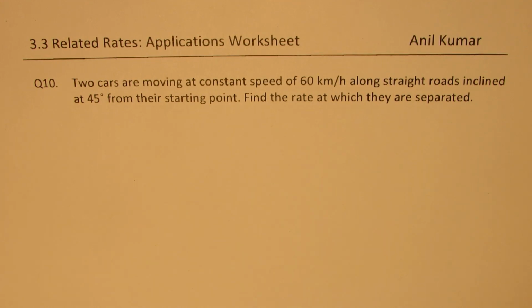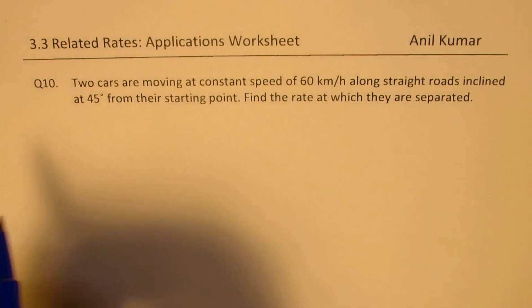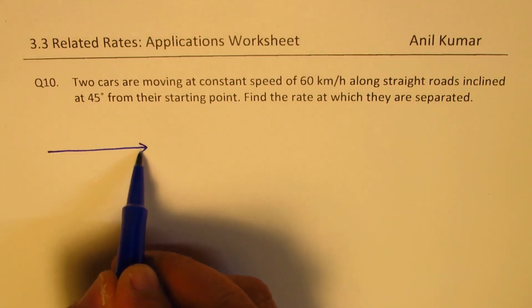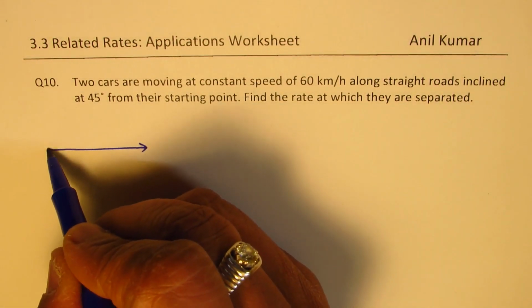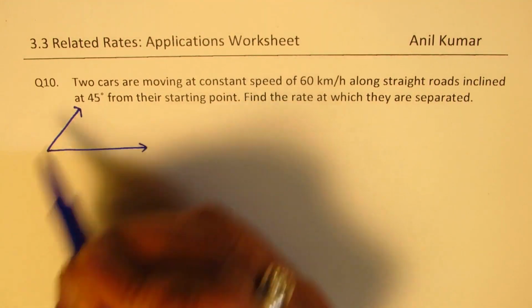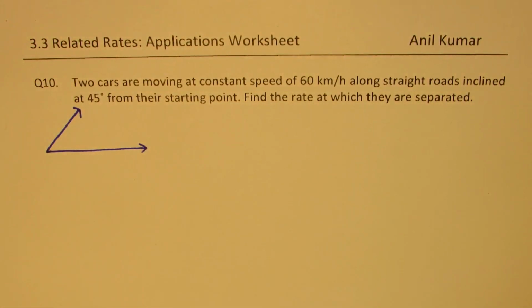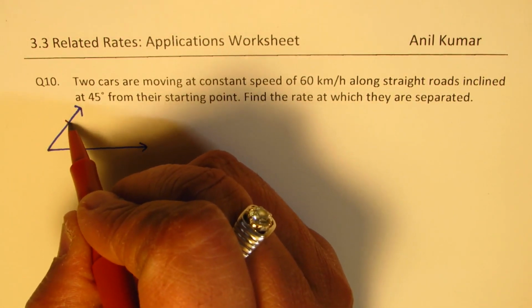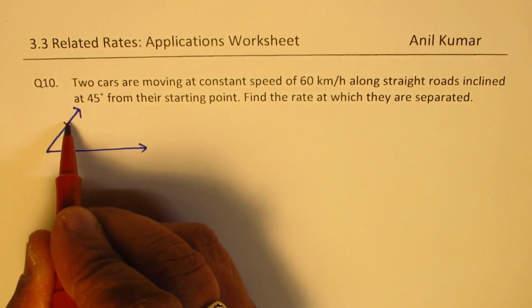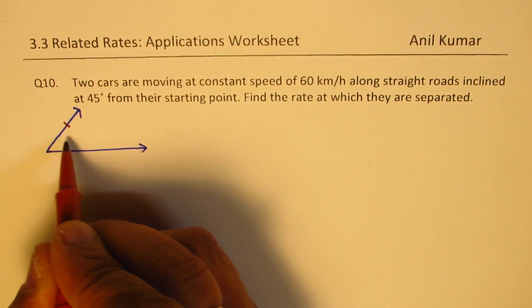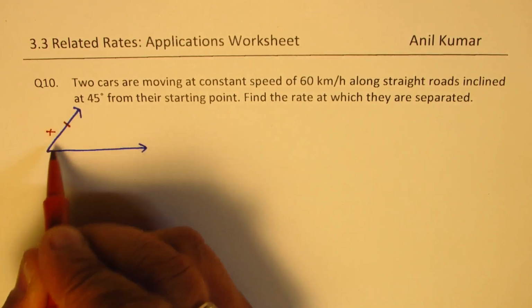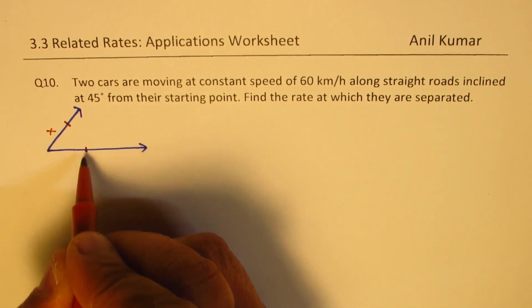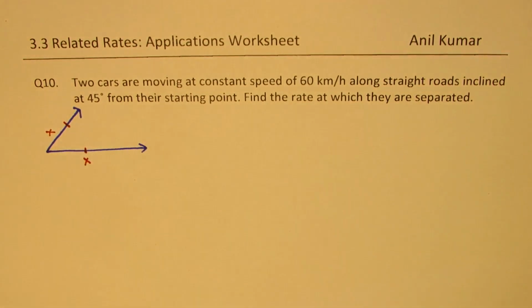So let's try to sketch the scenario and understand the position. From this point, let's say there are two cars. One is moving in this direction, the other one at 45 degrees, right? Now they are moving at the same speed, so with time they'll cover the same distance. So let's say one car reaches here at any instance of time. The other car will also reach as far, but on the horizontally going road, so that is the position X.